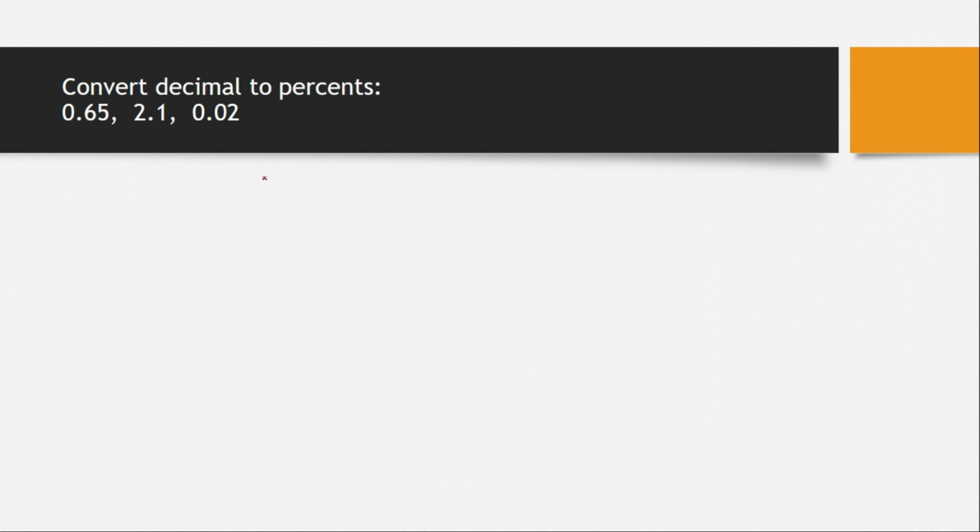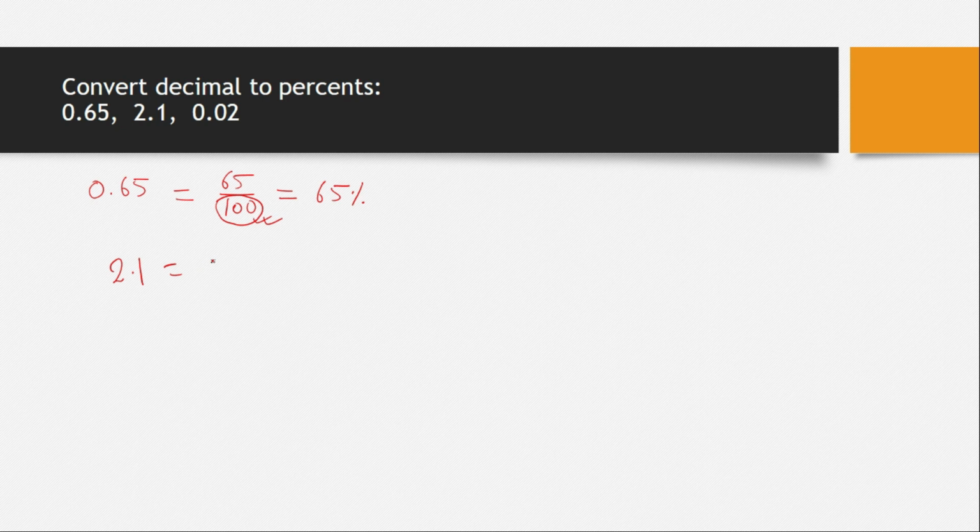Next is convert decimal to percentage. So first one is 0.65. It can be written as 65 by 100. Remember, we have to bring 100 at the denominator, at the bottom. So here it is 100 already, so we can write it as 65%.